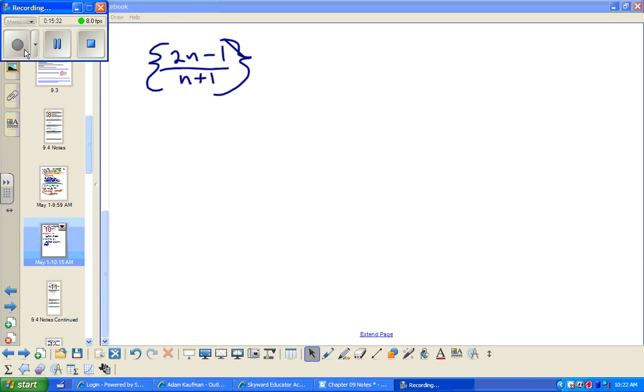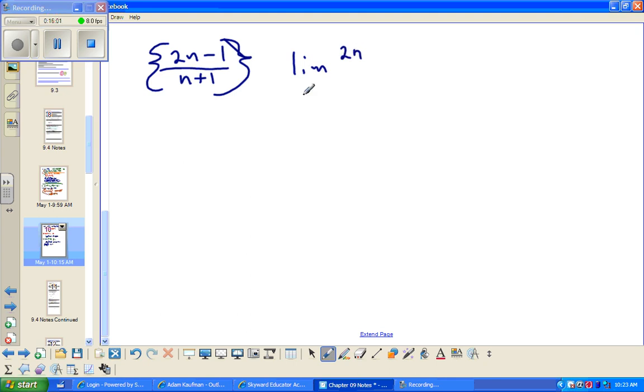So what I've written up here is number 16. When something's written like this inside this type of brackets, basically it's saying a set of all numbers where when you plug in all numbers for n, or all positive integers generally for n, those are the numbers that we're talking about in this set. So basically what's being asked for number 16 is you're being asked to take the limit of (2n minus 1) over (n plus 1) as n approaches infinity.